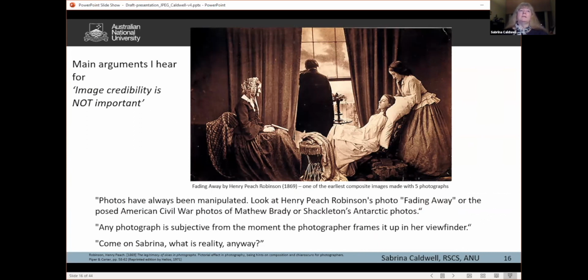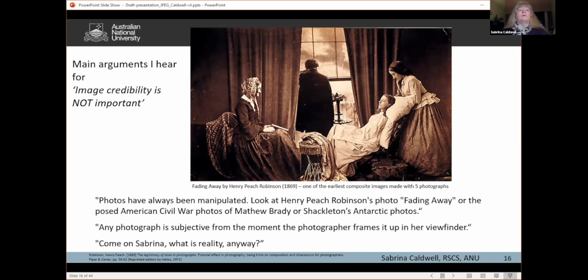One of them is that photos have always been manipulated. And I'm showing you here an example of something from 1869, which was one of the first composite images. That was made with 5 photographs, and Henry Peach Robinson stated that this was the case. This isn't an assumption or a later analysis. He announced that at a photographic conference.